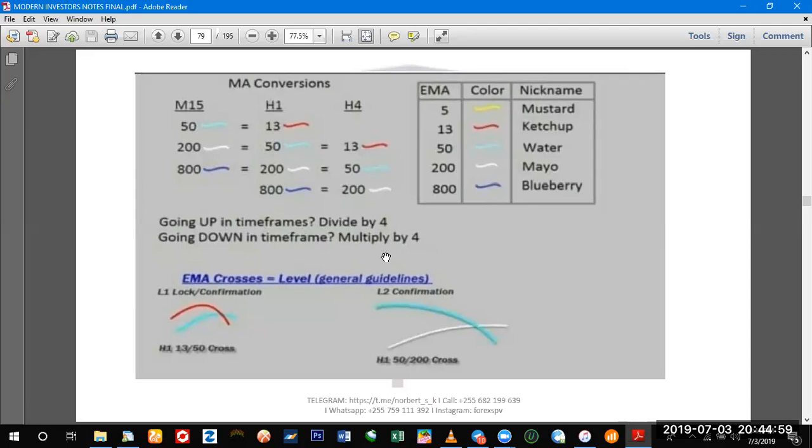And if level 1 is locked, we usually anticipate 2 more levels down. We expect 2 more levels down. That's like a peak lock. And for level 2 confirmation, on the hour 1 time frame, there is a 50-200 cross.